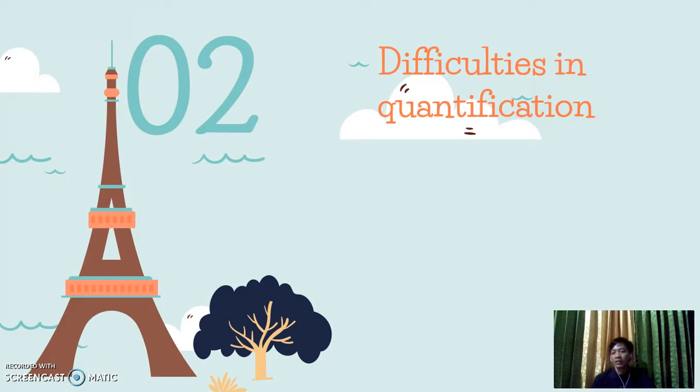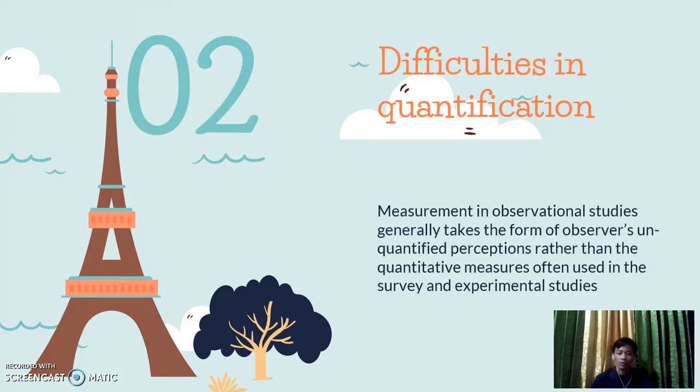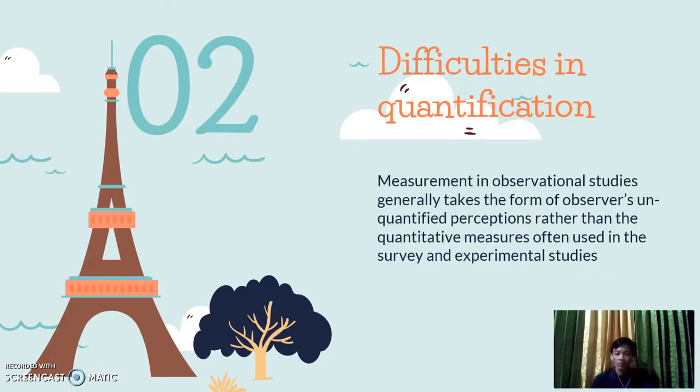Second is difficulties in quantification. Measurement in observational studies generally takes the form of the observer's unquantified perception rather than the quantitative measures obtained in the survey and experimental studies.